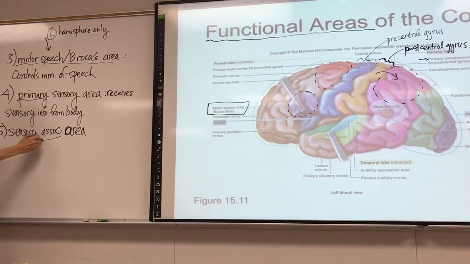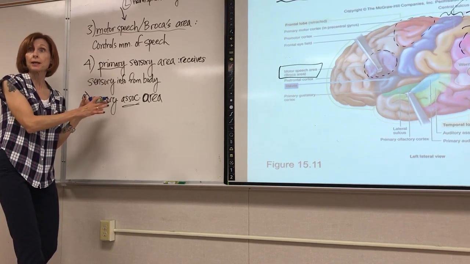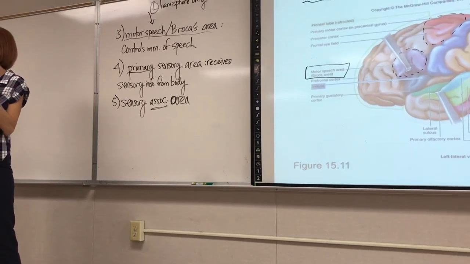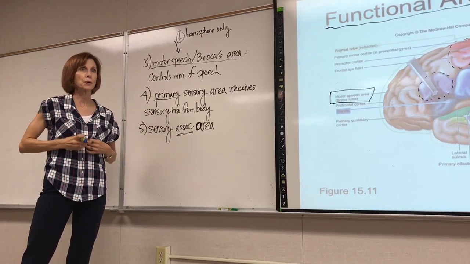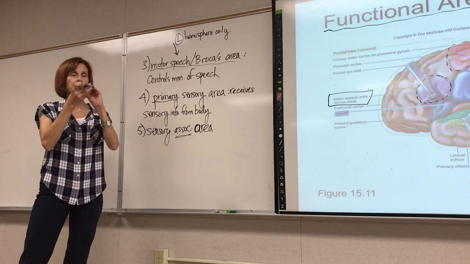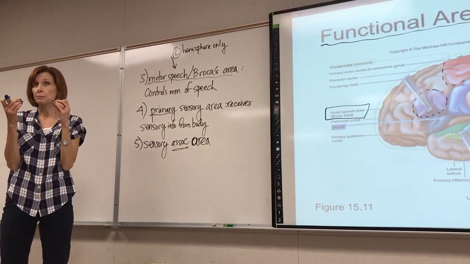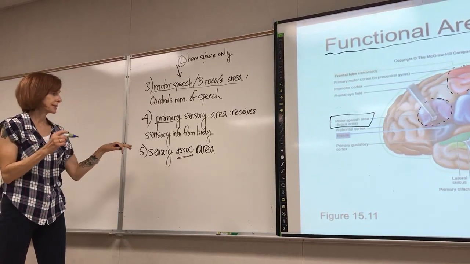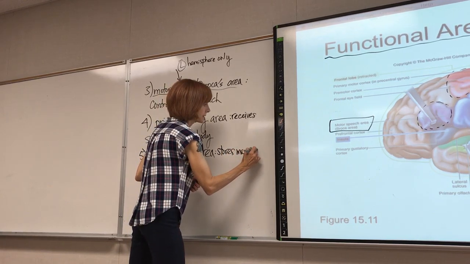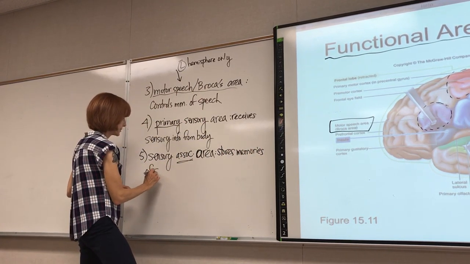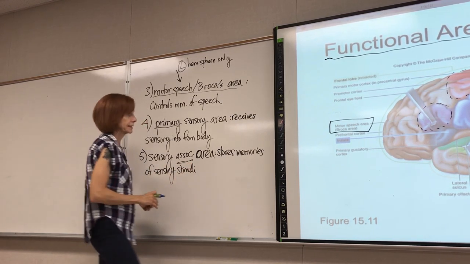Again, association areas store memories of past experiences. So this is the area that would store memories of different kinds of sensations so that we recognize them. The feeling of clothing against your skin, or again, if you close your eyes and feel an object, you know what that object is because you have a memory of that stored in this area. Okay, so it stores memories of sensory stimuli so that you recognize it.